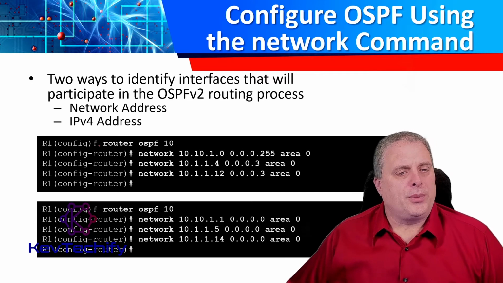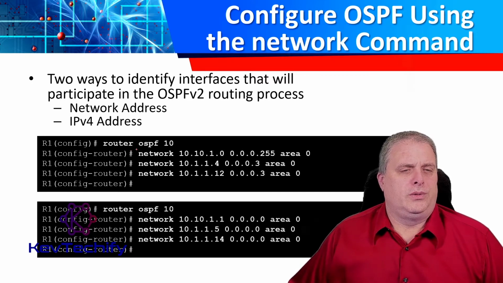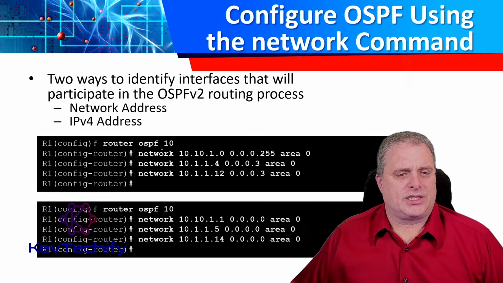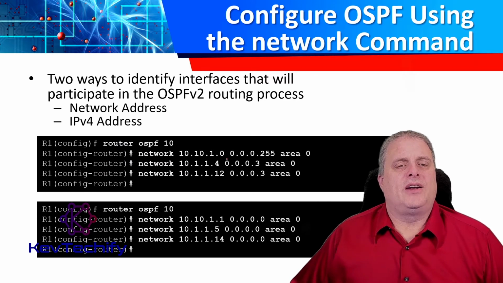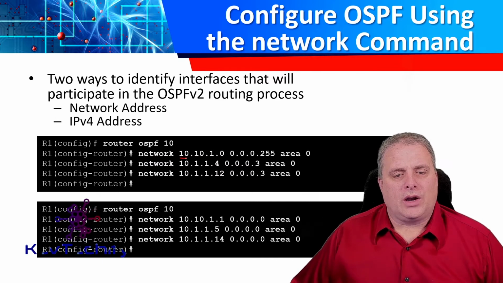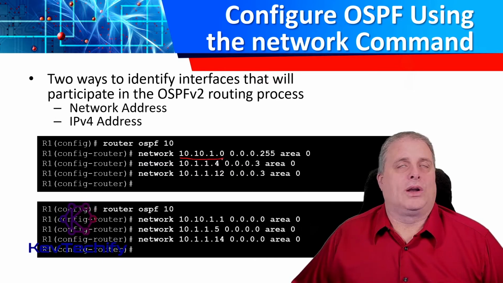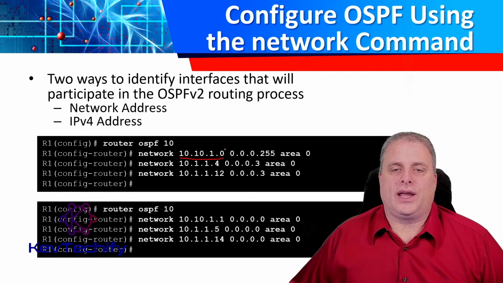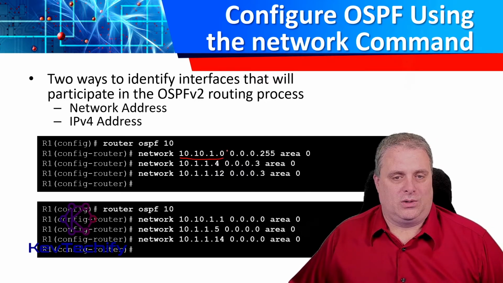In the first example here, we go into the OSPF configuration, process ID 10. Now we can add in our network statements. We're adding in the network, and notice we are actually adding in a network address, not an IP address, a network address. How do we know it's a network address? Network addresses end in zeros.